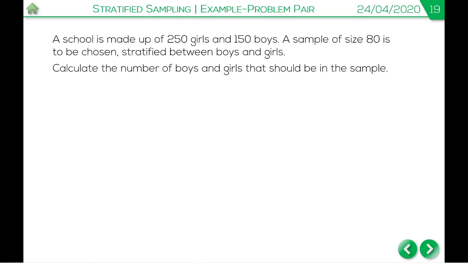Okay, so a little bit of maths involved in this one. It's a typical kind of GCSE question, I think. A school is made up of 250 girls and 150 boys, and we want to take a sample of size 80, stratified between boys and girls. Calculate the number of boys and girls that should be in the sample. I'll give you a couple of minutes to have a go at the calculations required now.